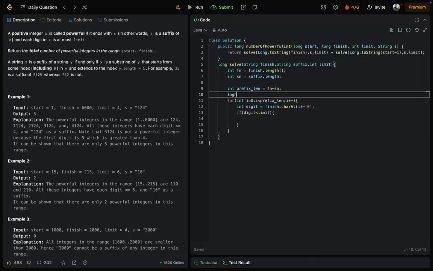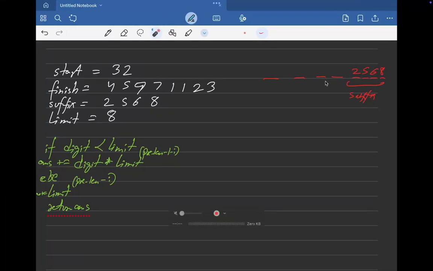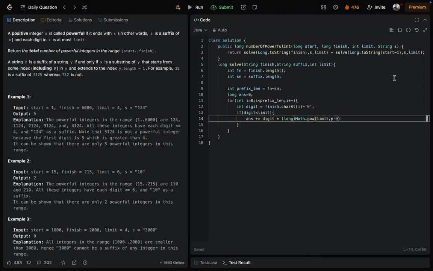So if my digit is less than limit, right, I need to create answer. So what I will do, I will multiply digit, first I have to convert into long, limit raised to power that many slots. So that many slots, which is prefix length minus i minus 1 slots, right? And this will continue.